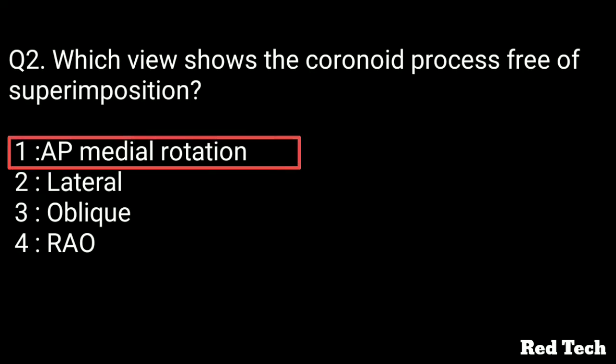So the right answer will be option 1, AP medial rotation. In this view, basically the radius and ulna both look separate, and it shows a clear coronoid process which is free of superimposition. Superimposition basically means that the radius and ulna lie on top of each other, or together. So this is basically AP medial rotation.